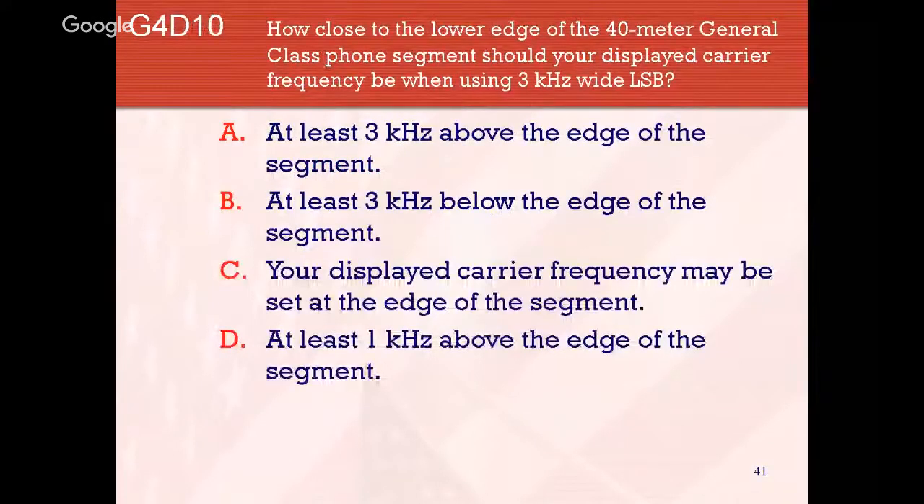How close to the lower edge of the 40-meter general class phone band should your displayed carrier frequency be when using 3 kilohertz wide lower sideband? So how close to the lower edge, now again, you're using lower sideband, how close to that lower edge of the 40-meter band for the general class privileges, how close do you really want to be to that lower end? When you look at that, the first one that comes to mind, you want to be at least 3 kilohertz above the edge of the segment. A is the correct answer here.